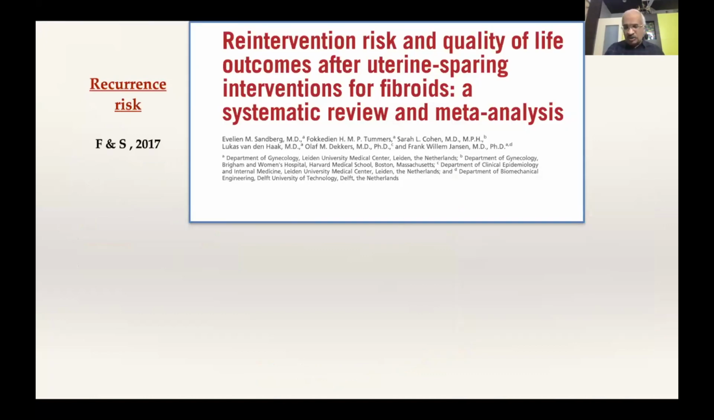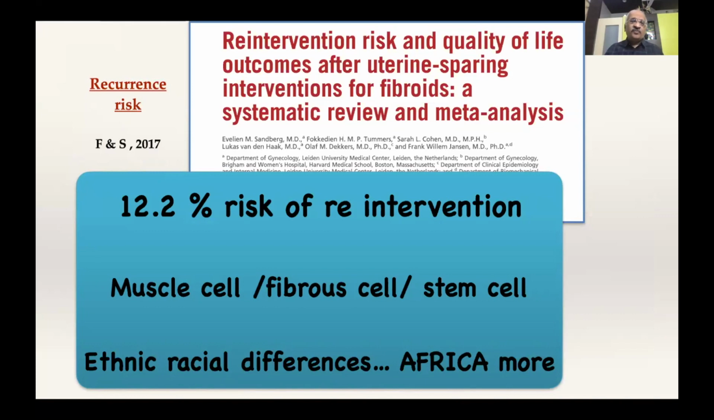This is one question asked to us by everybody. Every patient asks you, well, you're planning my myomectomy, what is the risk of recurrence? And I think this is simple to counsel. All our friends from Africa who are attending this, they would say that the African race has more number of stem cell in the fibroid.